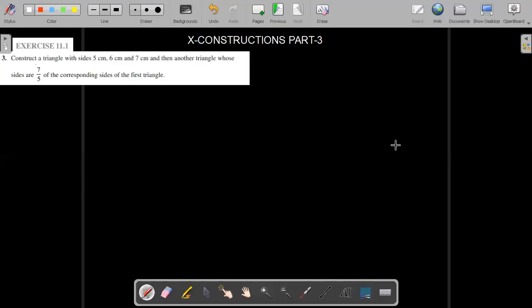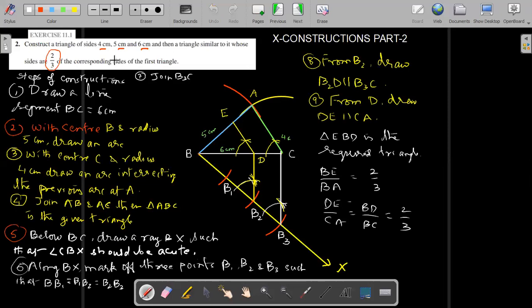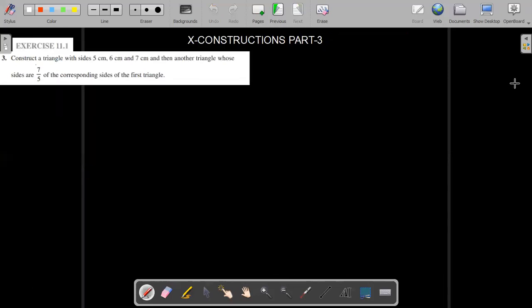Okay, so just remember two things while doing these types of questions when you have to make a similar triangle. Last time the ratio was 2 is to 3. Now we are taking ratio 7 is to 5. What is the difference between 2 is to 3 and 7 is to 5?